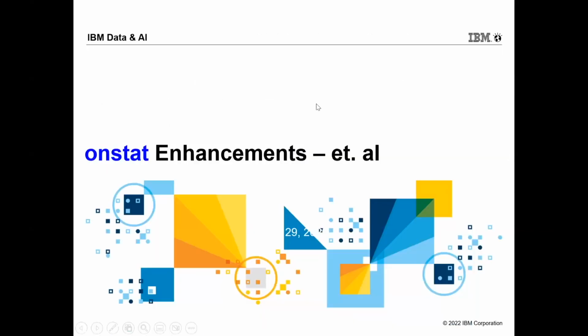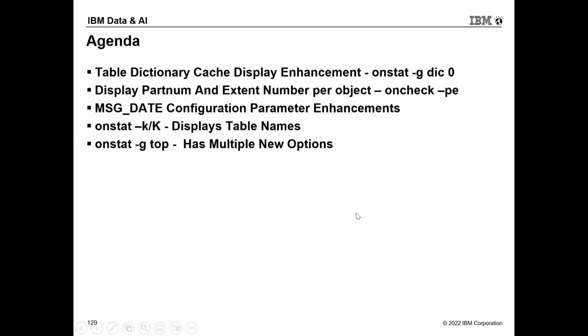So, onstat enhancements. Table dictionary cache display for onstat -g dic. Displaying the partnum and extent numbers per object on oncheck -pe. The MESSAGE_DATE configuration parameter had some enhancements. onstat -k now has table names, and onstat -g top has new multiple options.